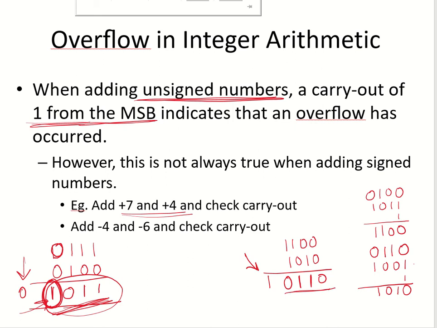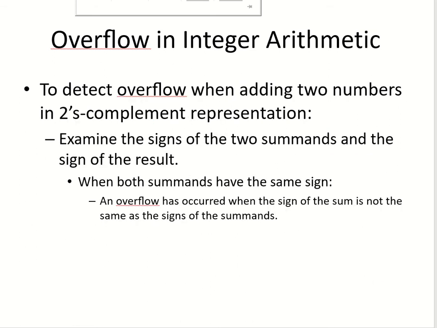So in unsigned numbers, we could detect the overflow when we had a 1 from the most significant bit. But in signed numbers, the carry out can either be a 0 or it can be a 1, and that is an overflow. So how do we detect overflows in signed numbers?